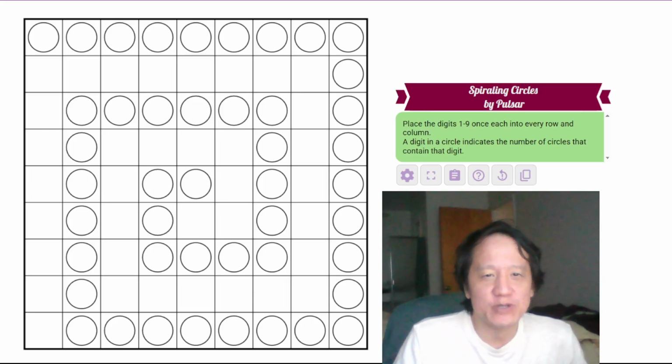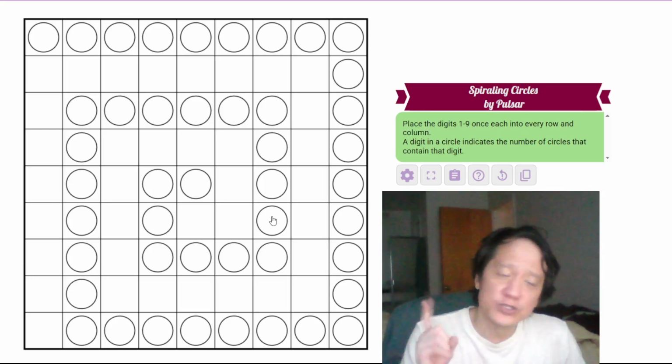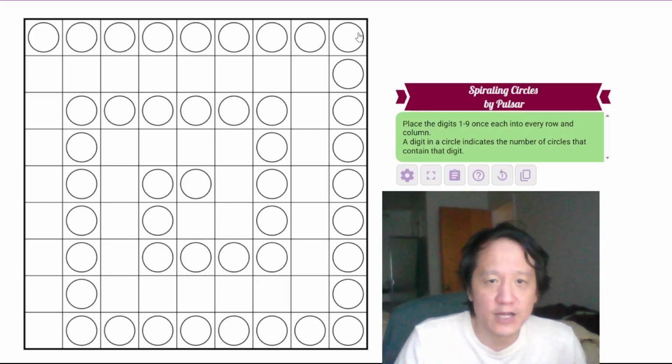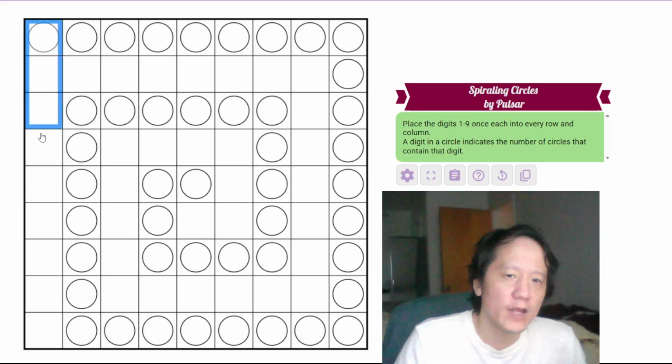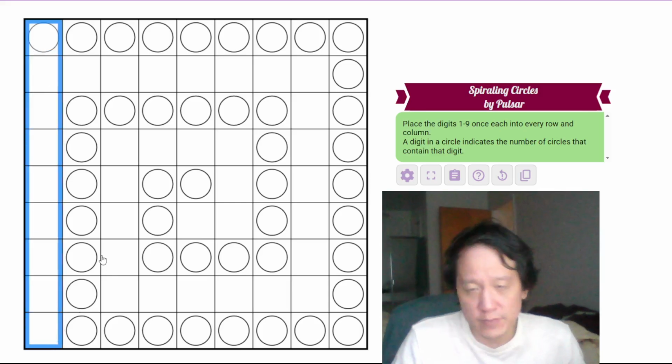Today's very easy puzzle is called Spiraling Circles and it's by Pulsar. And here are the rules. Not normal Sudoku rules because we don't have designated 9-cell regions. But we need to place the digits 1 through 9 once each into every row and column. So keep that in mind.